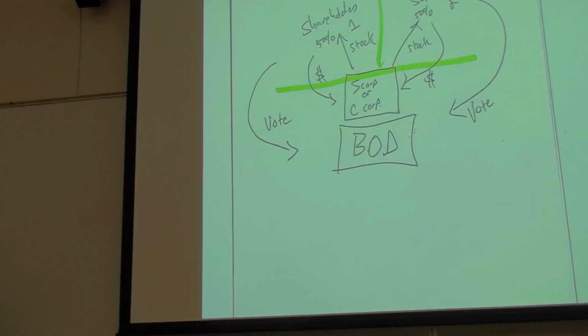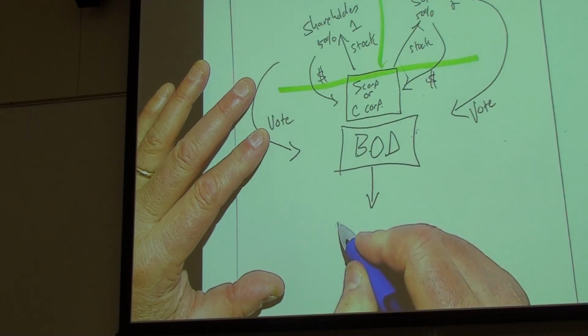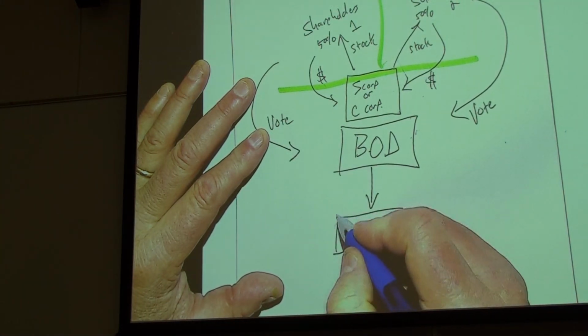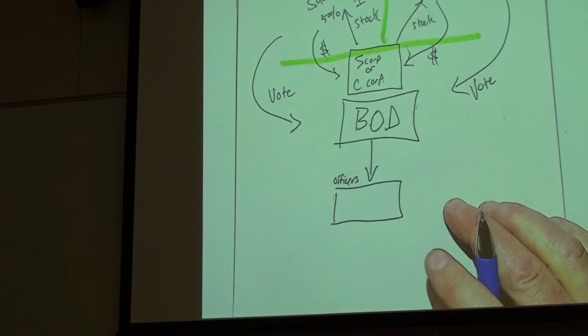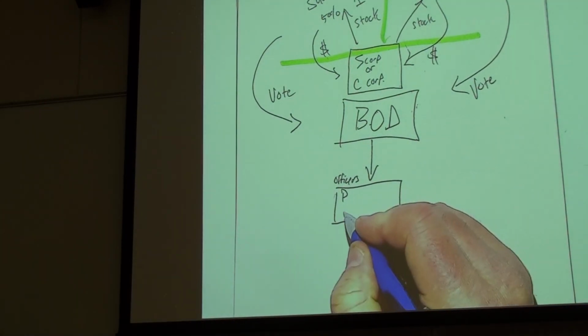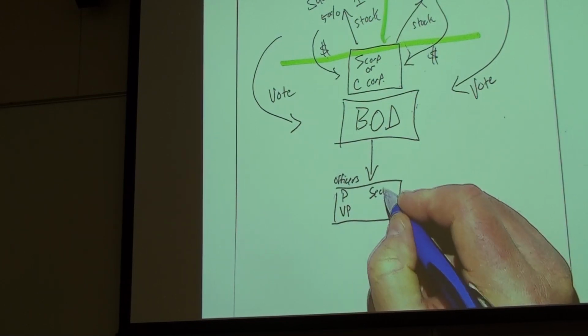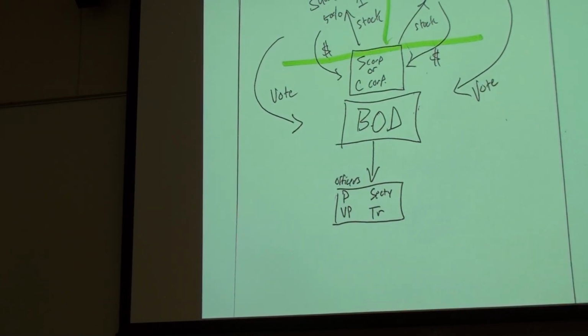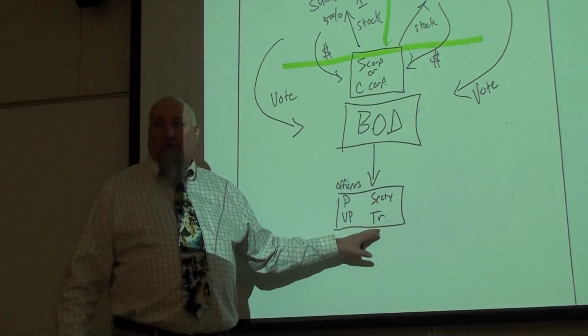So typical in a small business, the board of directors will then appoint the officers. So that's the next layer of management. So typically you're going to have a president, a vice president, a secretary, and a treasurer. In Oregon, to have a corporation, you have to have a president, secretary, and a treasurer.